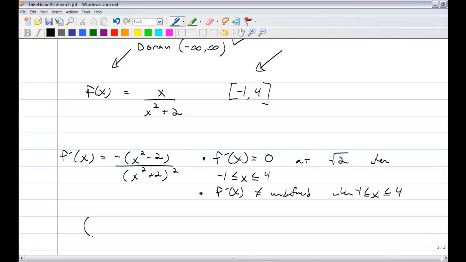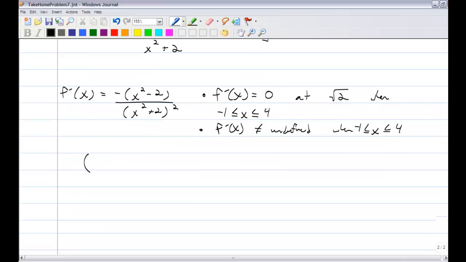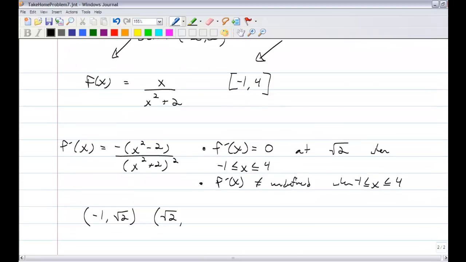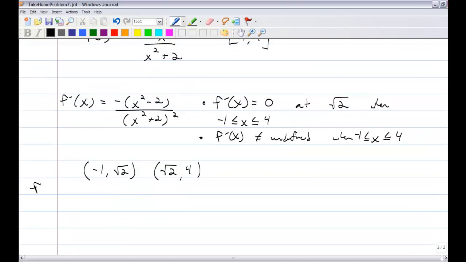So when we look at the intervals, and what f prime is doing, we have this interval from negative 1 to root 2, and this interval from root 2 to 4. You only have two intervals. Okay? So we're just going to record what is f prime of x doing on those intervals. So I just take a number from this interval here, zero is in that interval, and I plug it into f prime. And I'm just looking to see, do I get a positive or negative result?